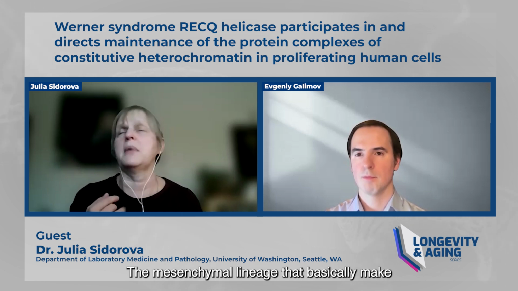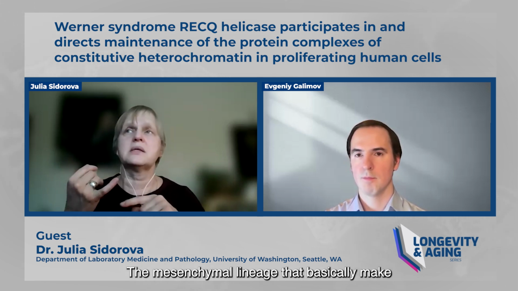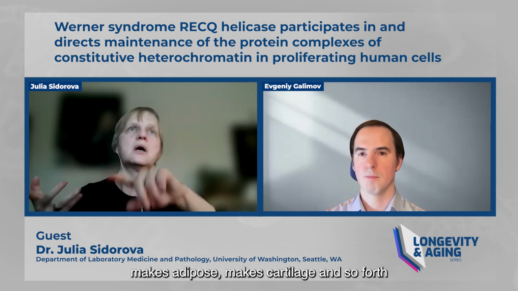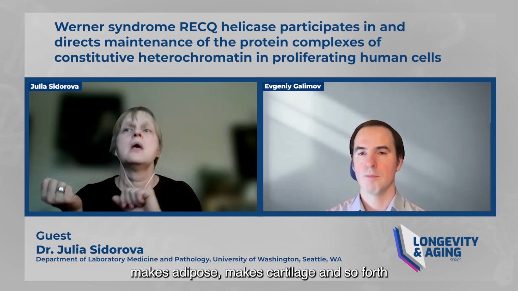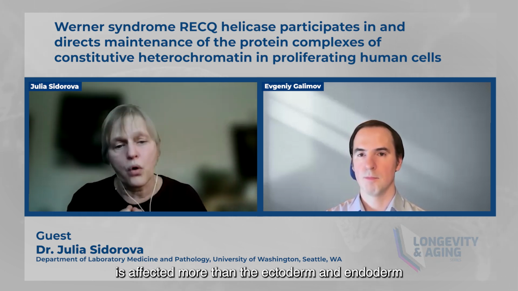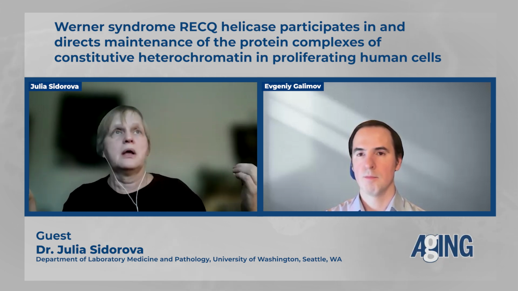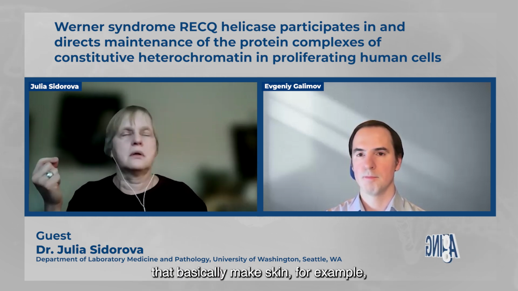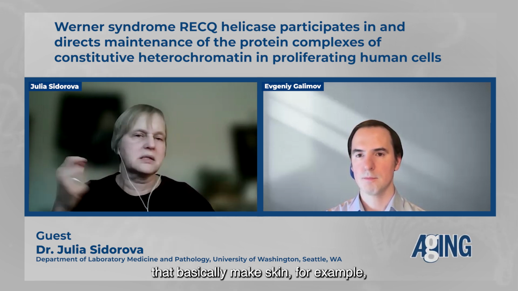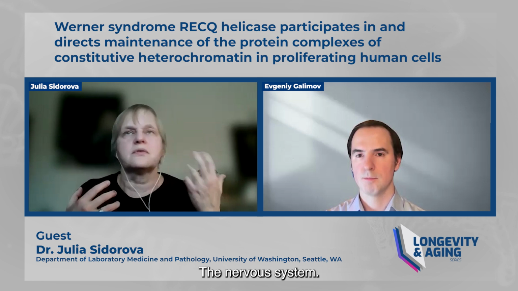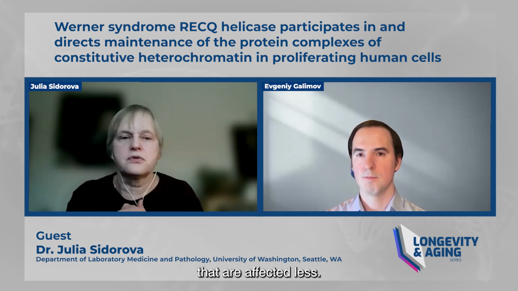The mesenchymal lineage that makes fibroblasts, muscle, adipose, cartilage, and so forth, is affected more than the ectoderm and endoderm that make skin, for example, and gut. And neurons, right, the nervous system. So these are the types of tissues that are affected less.